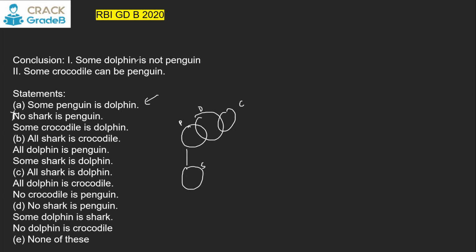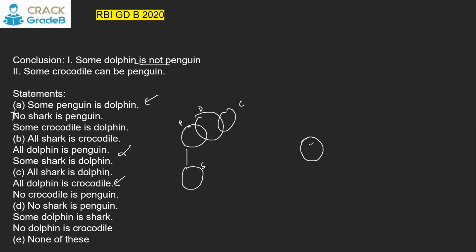See, if the conclusion has a negative statement in it, the statements have to have some negative in them. So all shark is crocodile, all penguin, some penguin. That is also not right because there is no negative statement. All shark is dolphin, all dolphin is crocodile, no crocodile is penguin. We'll go for this then.